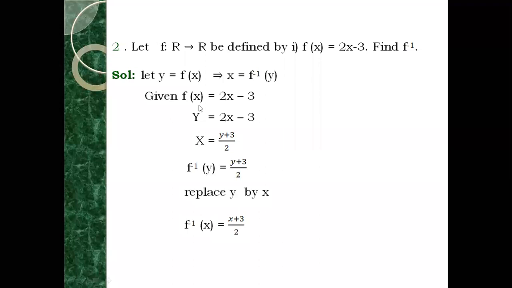But the given function f of x is 2x minus 3. So here f of x is equal to y, so y is equal to 2x minus 3. From this relation, we find the x value. Moving the minus 3, x is equal to (y plus 3) by 2. So x value is equal to f inverse of y. So f inverse of y is equal to (y plus 3) by 2.